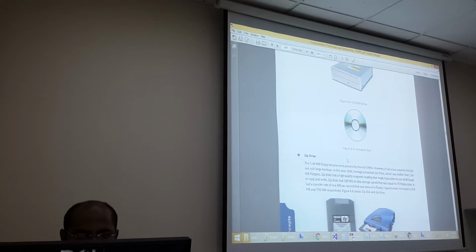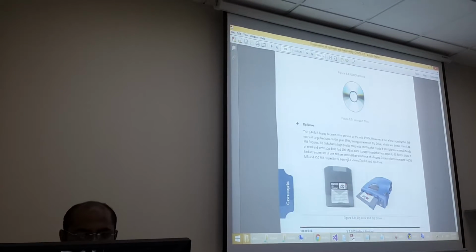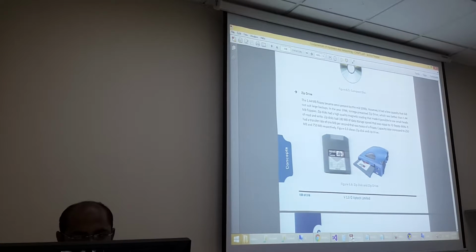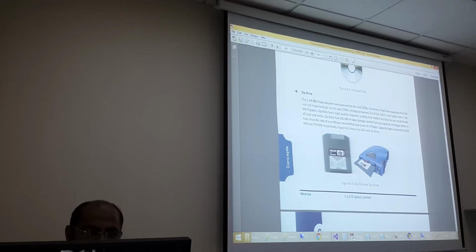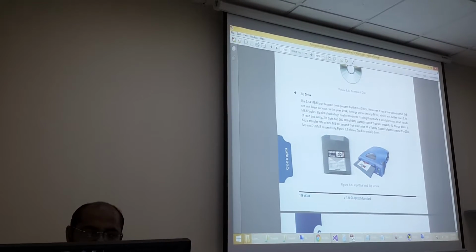Zip drive. It's actually another fancy name for a floppy. Okay, that's important. Now this is the medium. It's not actually the medium, you can say drive. So you have disk and drive. This is a floppy disk, and this is a floppy drive.